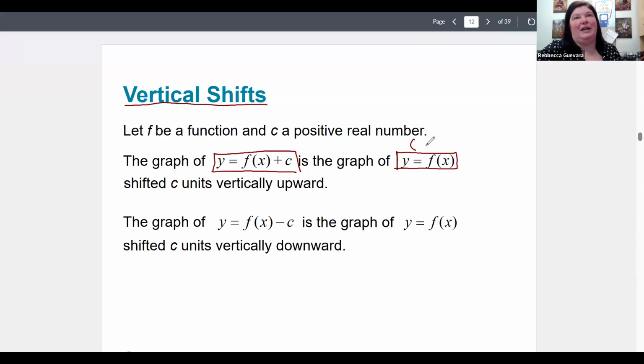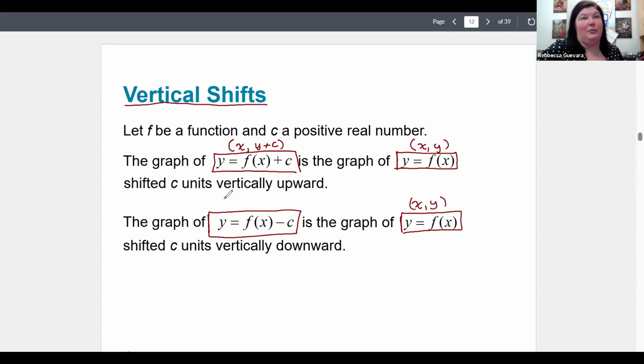So where this one would have a point at (x, y), this one now has a point at (x, y plus c). So all those units shift up by c. However, if I do subtraction instead, f(x) minus c, that's just the graph of f(x), but shifted down vertically c units. So if I had a point (x, y) here on the transformation, x would stay the same, but now all my y values have shifted down, or are decreasing by c.